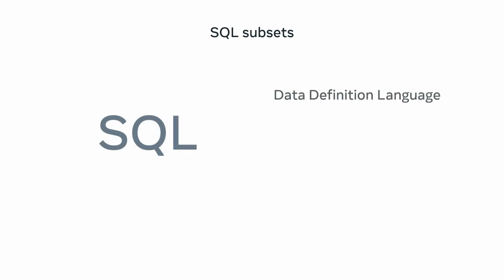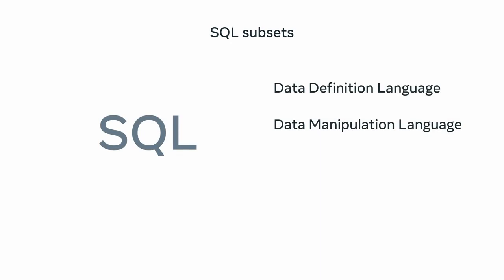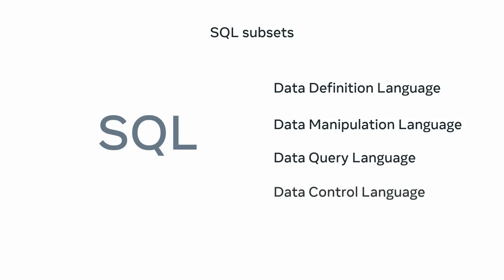These include DDL, or Data Definition Language, DML, also known as Data Manipulation Language, DQL, or Data Query Language, and DCL, also called Data Control Language. Let's take a closer look at these languages and their commands, starting with Data Definition Language, or DDL.